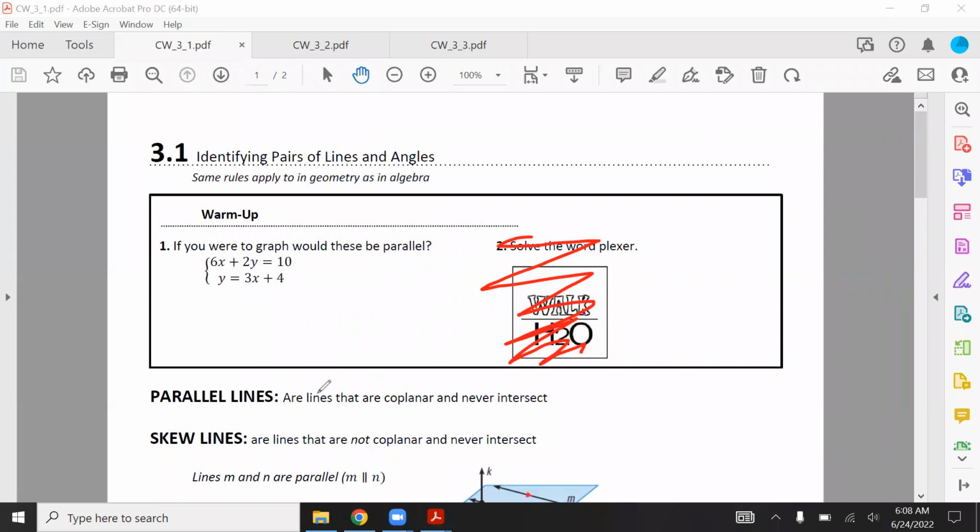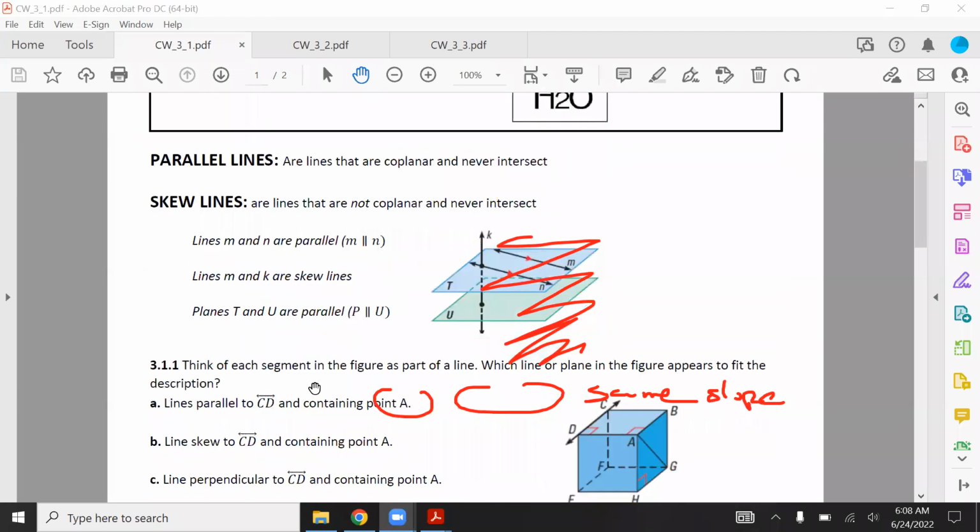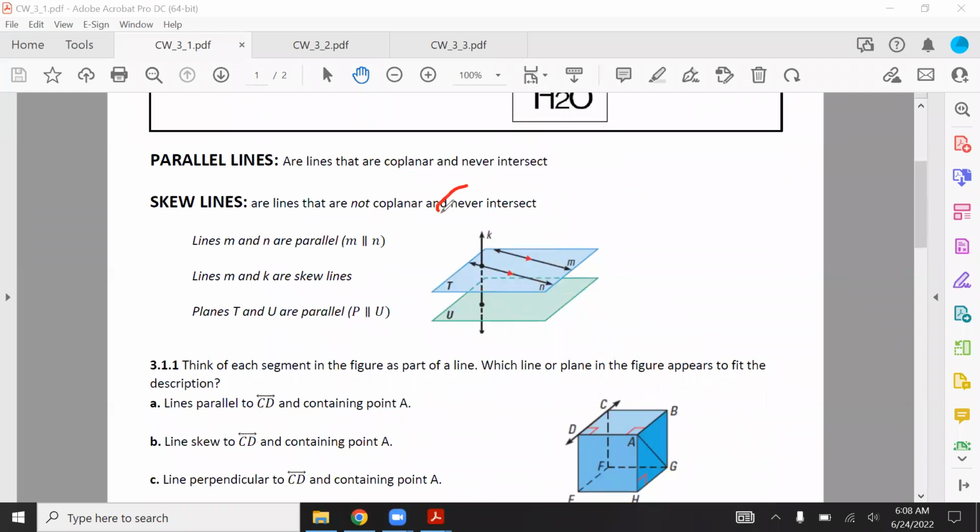Okay. So again, parallel lines on the same plane, they never touch. And same slope. Oh, there you go. Skew. I was a mind reader. I didn't know the notes were going to talk about skew. So skew, they also don't touch, but they're not on the same plane.